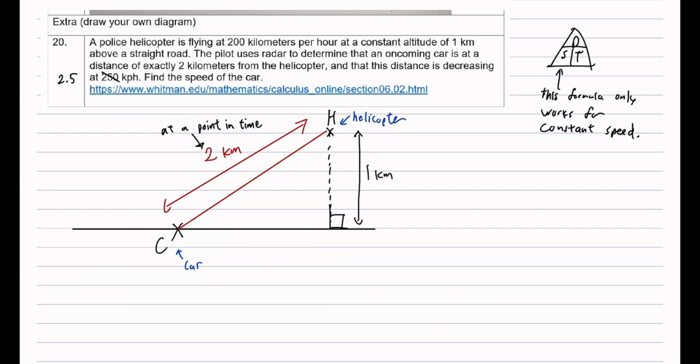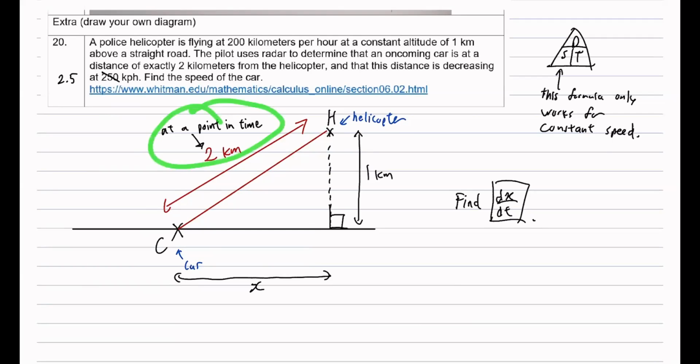Yeah. So we should label this length here as x. Okay, so what is the question really asking you to find out? It is to find dx by dt. Because dx by dt is the rate of change, right? What else? We also know that this is 2 km at a point in time. So we cannot label it as 2 km because it's changing. Probably the car is maybe moving this way.